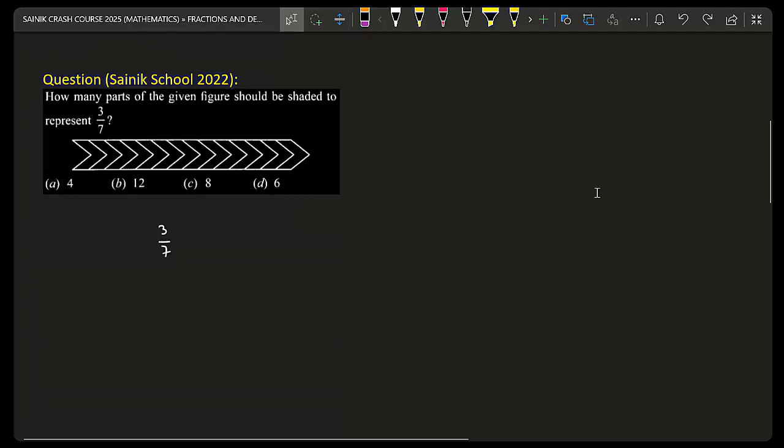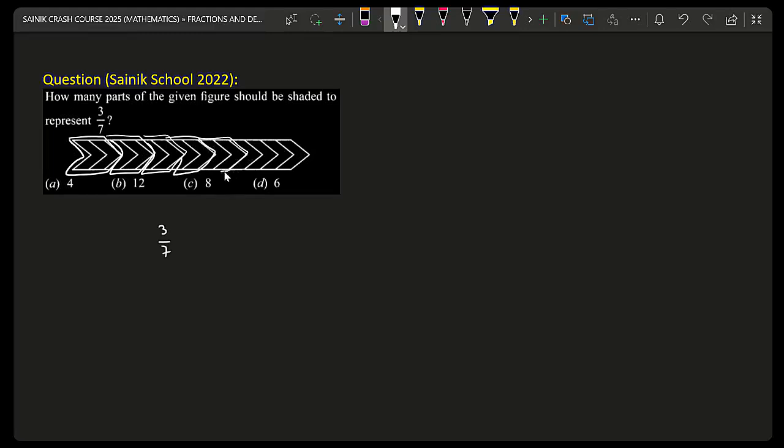See, there are total 14 parts, no? But I want to count only 7 parts because the denominator is 7. What I do is, instead of seeing them as 14 different parts, I count two parts combined. So I will imagine this is one part, this is one part, this is one part, and this is one part. Imagine two parts together became one part. So there are 7 parts total.